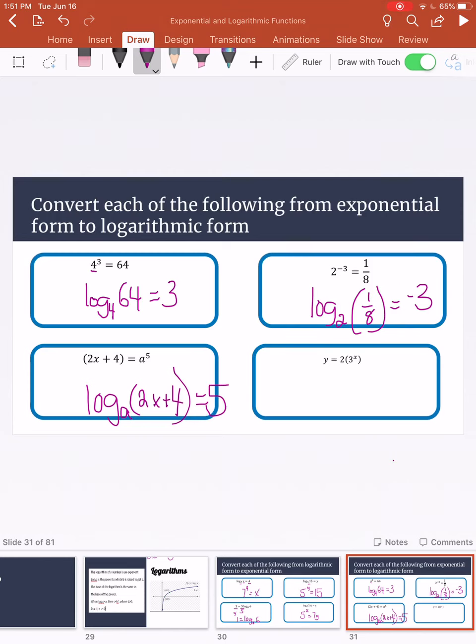Okay, so just like logarithms, remember how we had to isolate the log before we can convert to exponential? The same holds true for exponential equations. We have to isolate the exponential function before we can convert to a logarithm. So in order to do that in this question, we're going to have to divide that 2 over. So now I have log, my base is 3, my argument is y over 2, and it all equals my exponent, which is x. There we go, just like that.